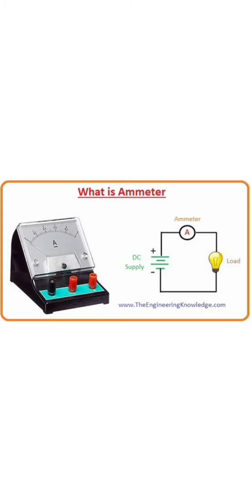The ideal ammeter has zero internal resistance, but practically the ammeter has a small internal resistance, and the measuring range of the ammeter always depends on the value of resistance. And here is the symbolic representation: the capital letter A represents the ammeter in the circuit.